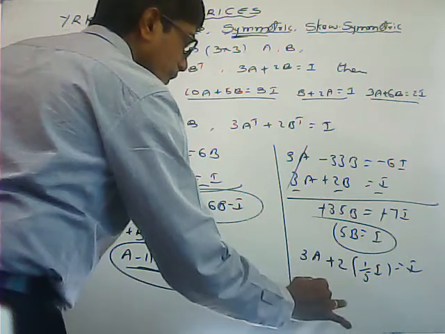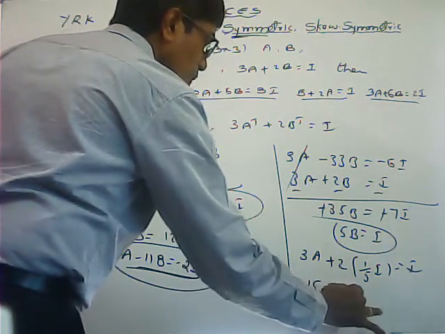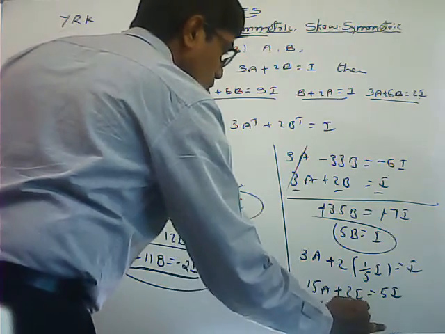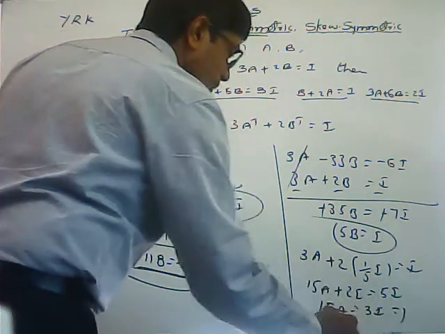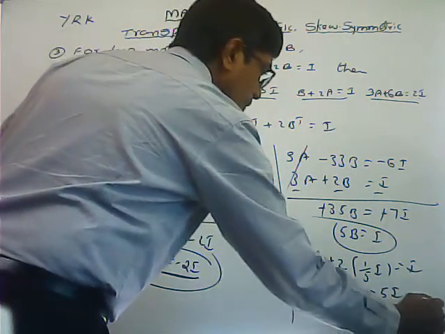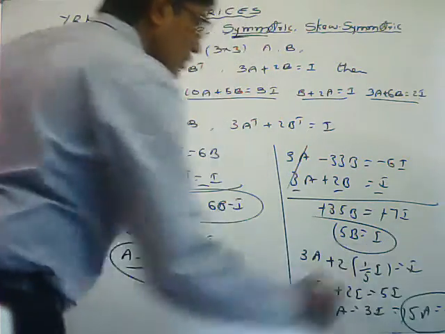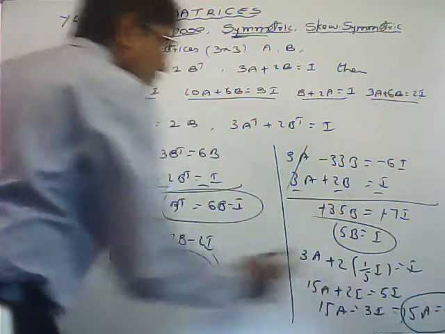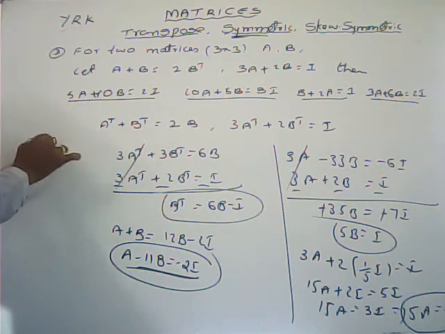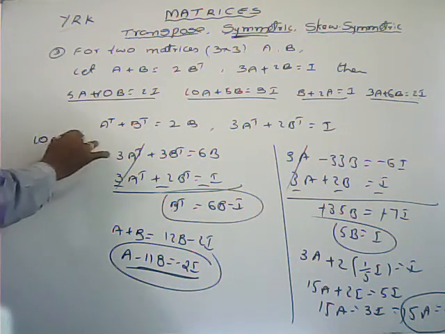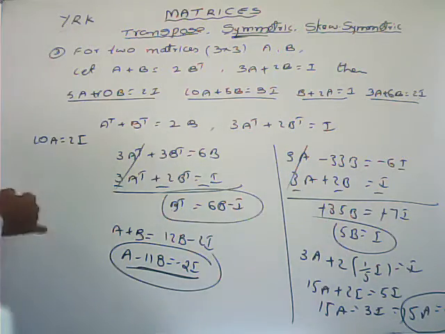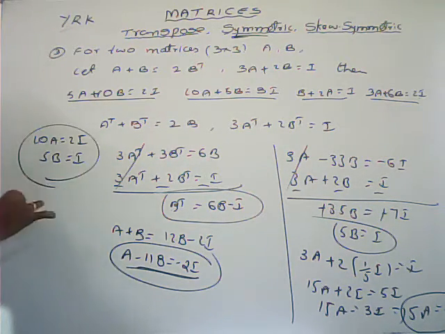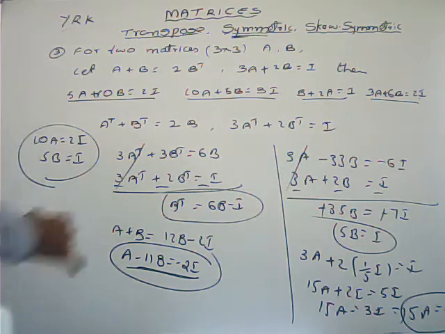So 15A plus 2I, that is equal to 5I. 15A, that is equal to 3I. That implies 5A, that is equal to I. If I multiply with the 2 on both sides, 10A, that is equal to 2I. And here we got 5B is equal to I. By adding these two relations, 10A plus 5B is equal to 3I.